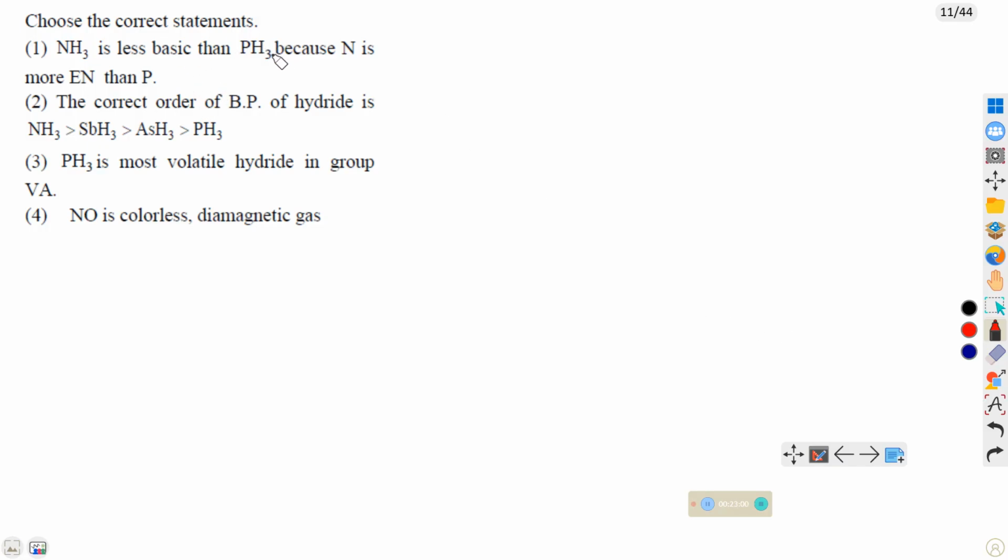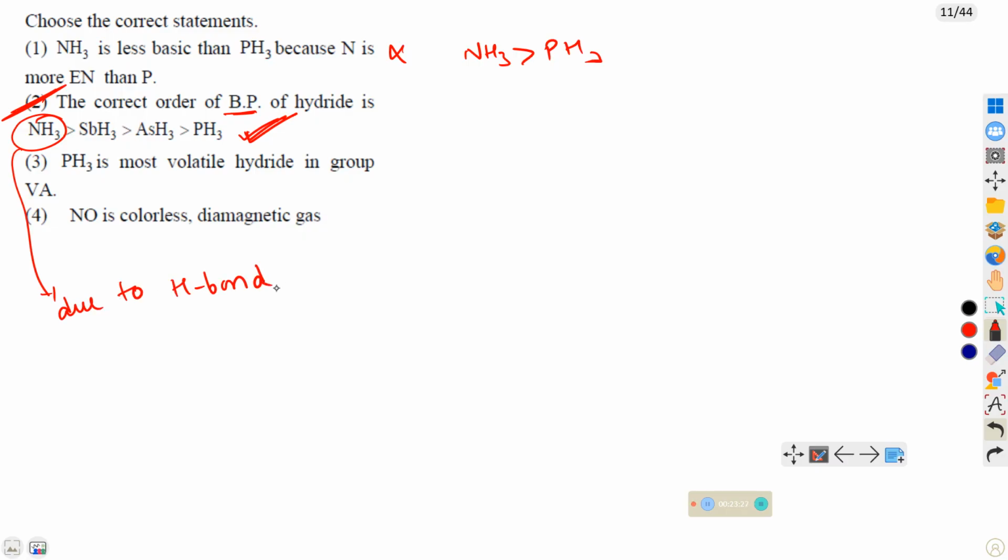Choose the correct statement. NH3 is less basic than PH3. Wrong. NH3 is more basic than PH3. The correct order of boiling point of hydrides: NH3 greater than SbH3 greater than AsH3 greater than PH3. Correct. Because NH3 boiling point abnormally increases due to H bond. Remaining options are also wrong.